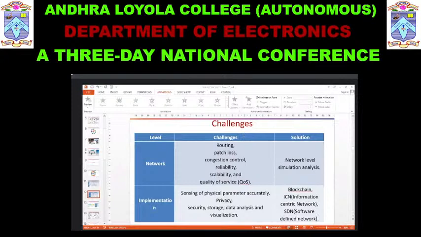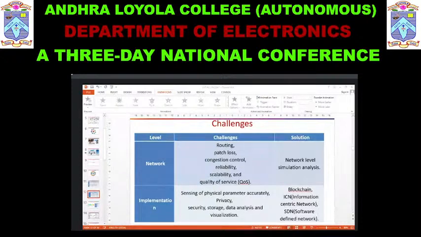When designing this IoT system for smart city applications, from the literature we noticed that there are some challenges at the network level as well as the implementation level. At the network level, we have routing issues, path loss, reliability, scalability, as well as quality of service. These challenges we address with network level simulation.